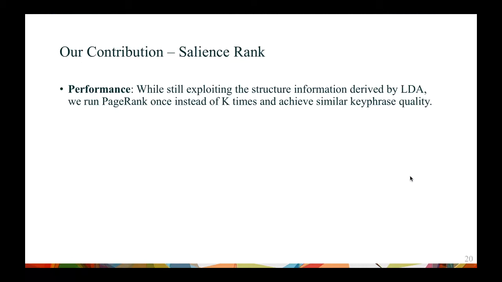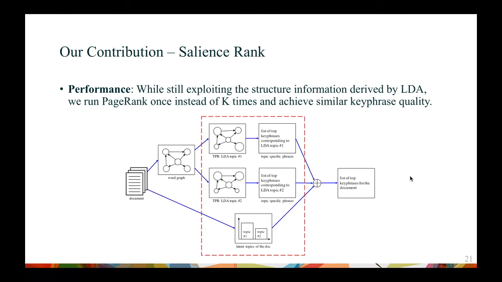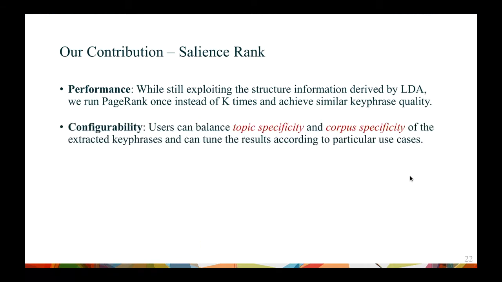And this is where our method comes into play. I will now start to talk about our contribution. The first contribution of our approach, SalienceRank, is that while we're still exploiting the structure information using topic modeling, we run PageRank only once instead of K times. By doing that, we save a lot of time. And as I will show later, we also achieve similar or sometimes even better performance. This is the first contribution.